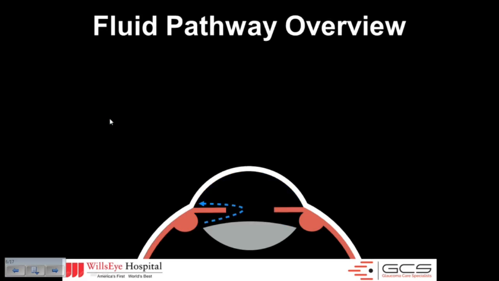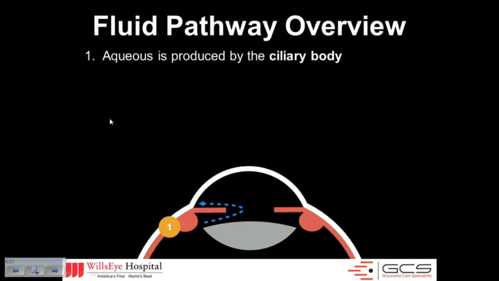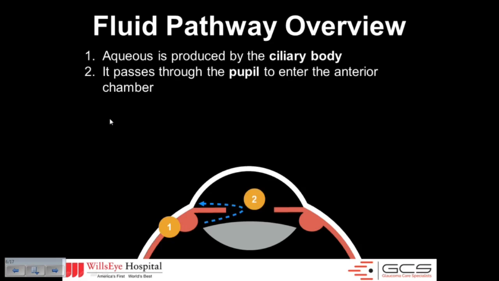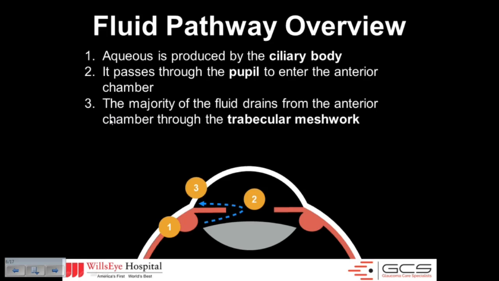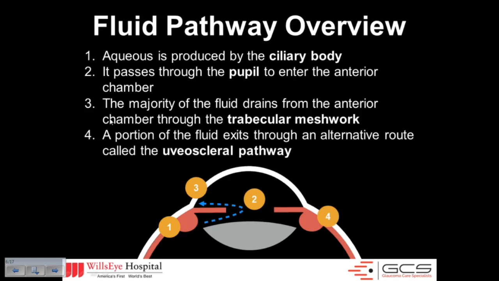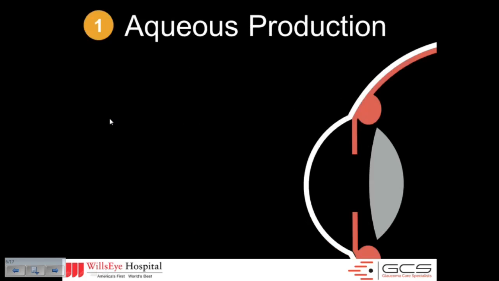So, a quick overview of the fluid pathway here. Like I said before, the ciliary body is where the aqueous is produced. The fluid then passes through the pupil from the posterior chamber to the anterior chamber. It will circulate around the anterior chamber for a while before it finally drains out through the trabecular meshwork. Now, the majority of the fluid does drain through the trabecular meshwork, but a small portion of that fluid also exits through an alternative pathway called the uveoscleral outflow pathway. We'll go into all of this in detail.